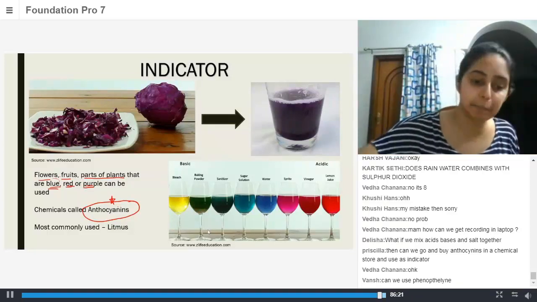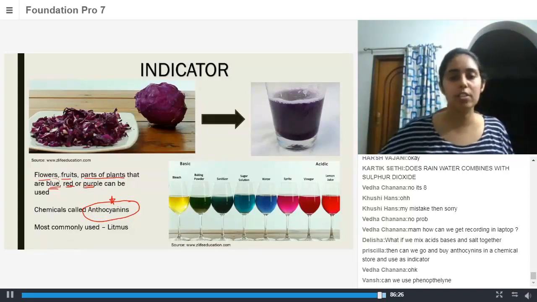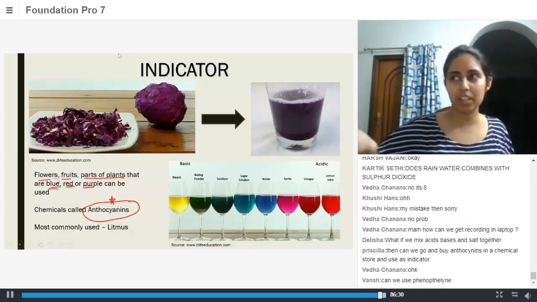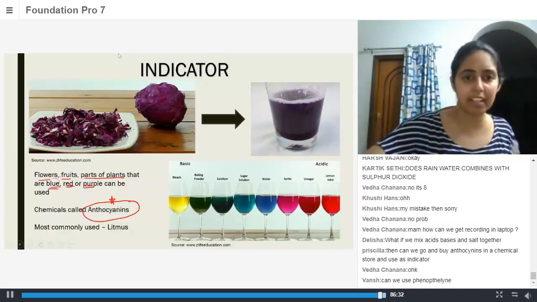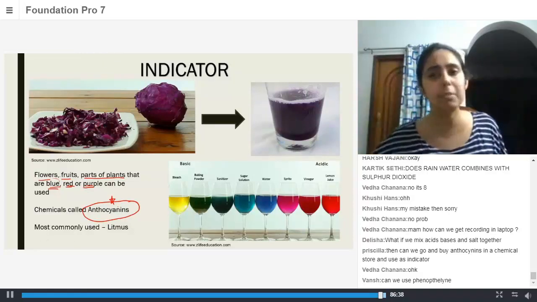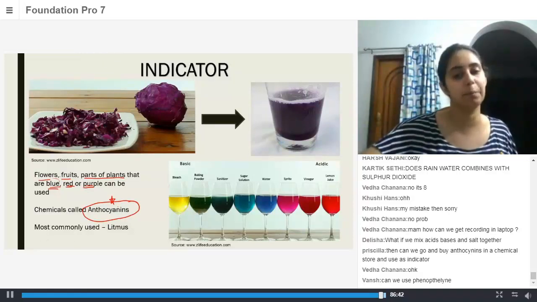Yes? Ma'am, where do we get purple cabbage from? Oh, you will get it in the grocery store. If you go to Ratnadeep or whatever supermarket is near your house and ask them, they usually will have purple cabbage. And if they don't have purple cabbage, they will definitely have beetroot. So you can take beetroot and try this at home. Okay.